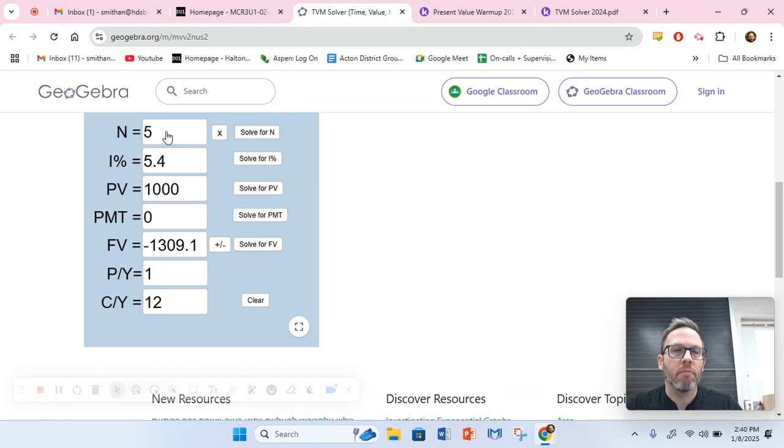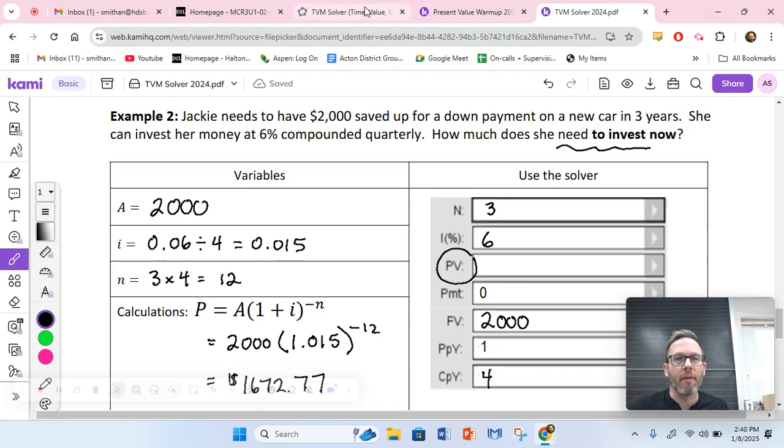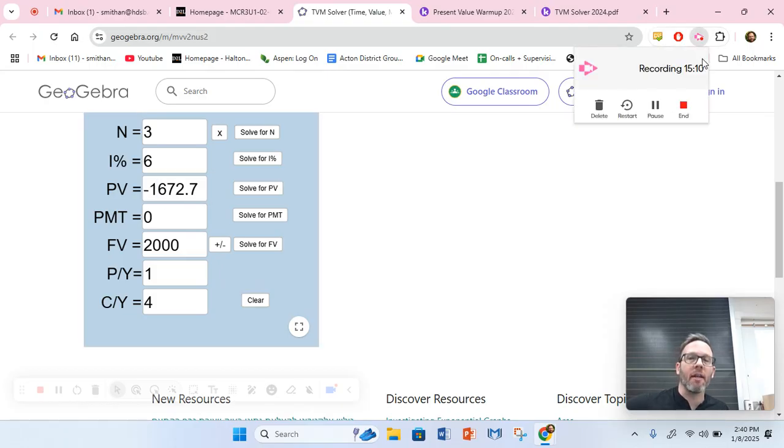I will do the same thing here. 3, 6, was it 6? 2,000 and quarterly. On the computer version, you just click solve for PV and 1672.77. Yeah, we get the same thing. For one last question here, I'm going to do a tour, flag me down if you didn't get that. I'm going to pause the recording.